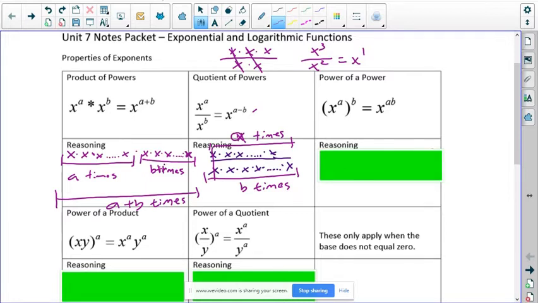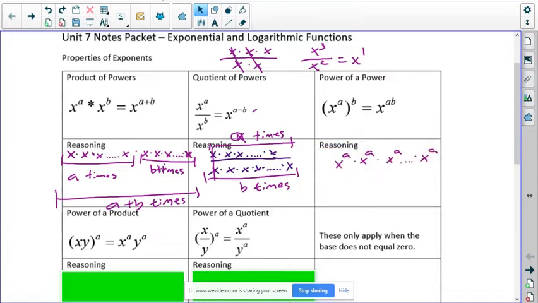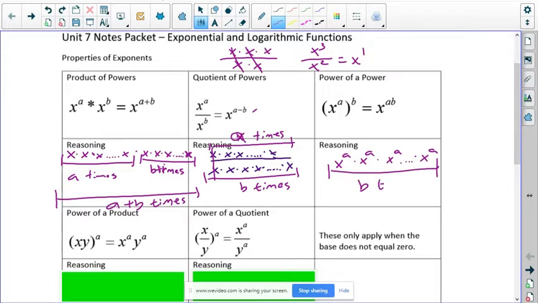Now, in a power to a power, we have x to the a all of these times. As a matter of fact, it's b occurrences of x to the a. We know from the product of powers that every time you multiply these powers together, x to the a times x to the a is x to the a plus a. And well, if you do it b times, you have to multiply those to count that many sets of a. So it's x to the ab power.